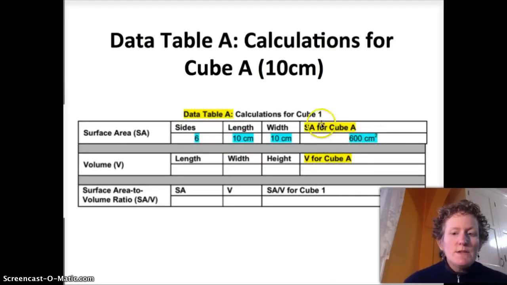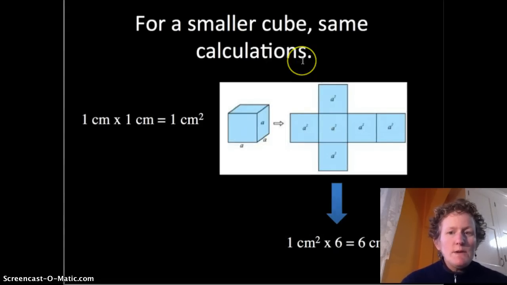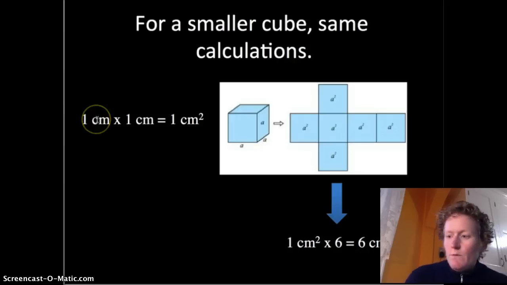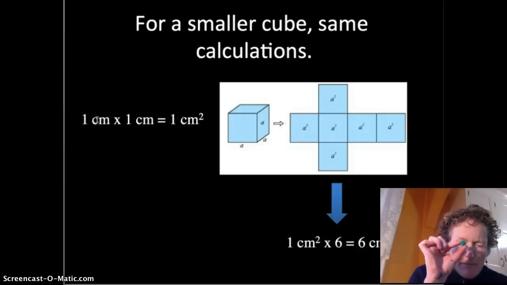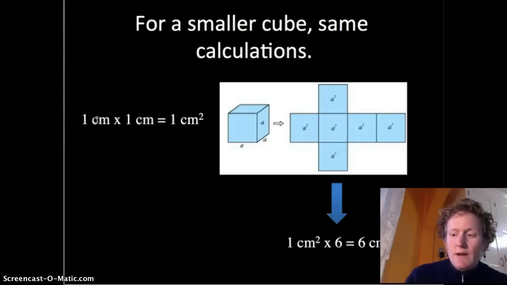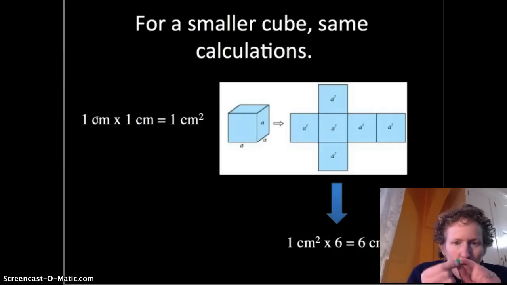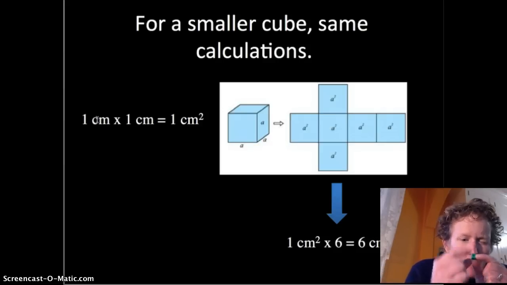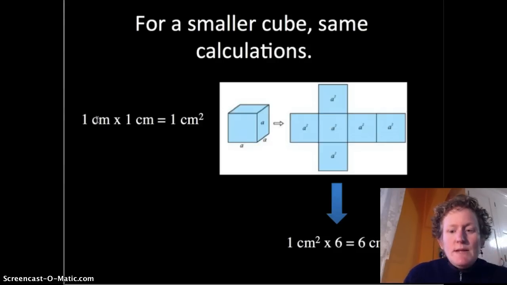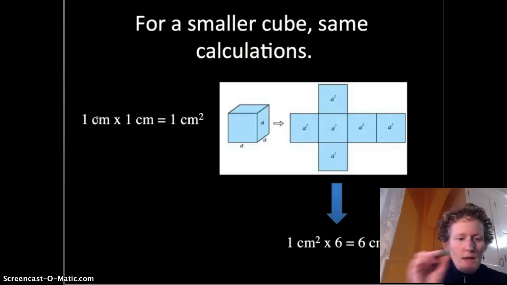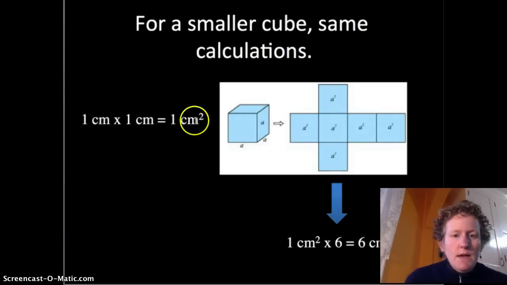We're going to do the surface area for cube B before we go on to volume, so we can compare them. For the smaller cube, cube B, the calculations are the same, but remember, cube B is much smaller. It's only 1 centimeter on each side. So for each side of cube B, we have 1 centimeter times 1 centimeter, and there are 6 sides. So that's 6 centimeters squared.